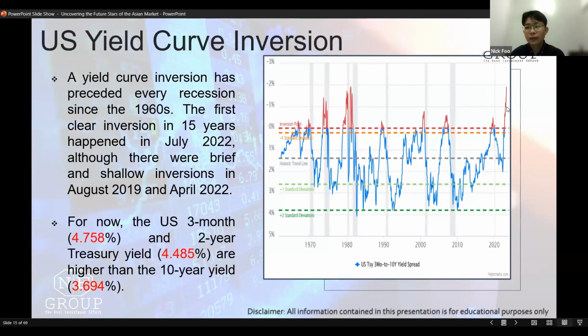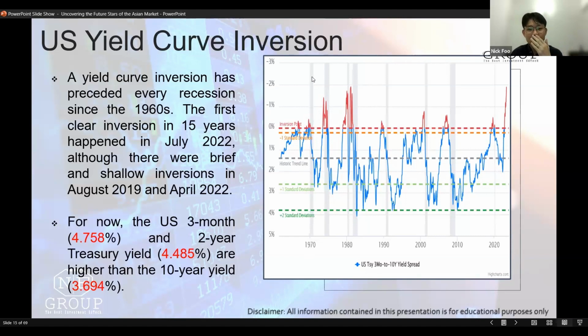Now, if we look at this red color, ladies and gentlemen, the yield curve inversion has hit nearly a historical high. I don't know whether the recession will happen or not, but it looks like yes. If you look at since 1970, whenever a yield curve inversion took place, it was followed by a recession without fail.